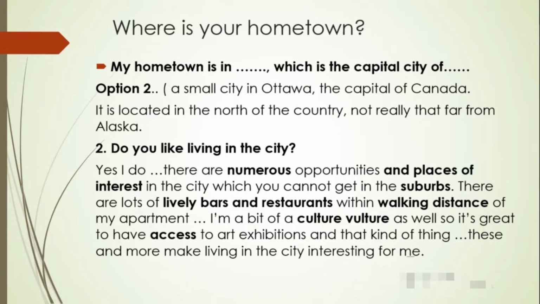In answering this question, you didn't just say, yes, I like living in the city. You gave extra information. Now, let's look at this structure. Firstly, we said, yes, I do. There are many opportunities. So numerous is a higher vocabulary for many. So numerous opportunities and places of interest in the city which you cannot get in the suburbs. Suburb is like outside the city. There are lots of lively bars and restaurants within walking distance of my apartment. So you're trying to explain why living in the city is good.